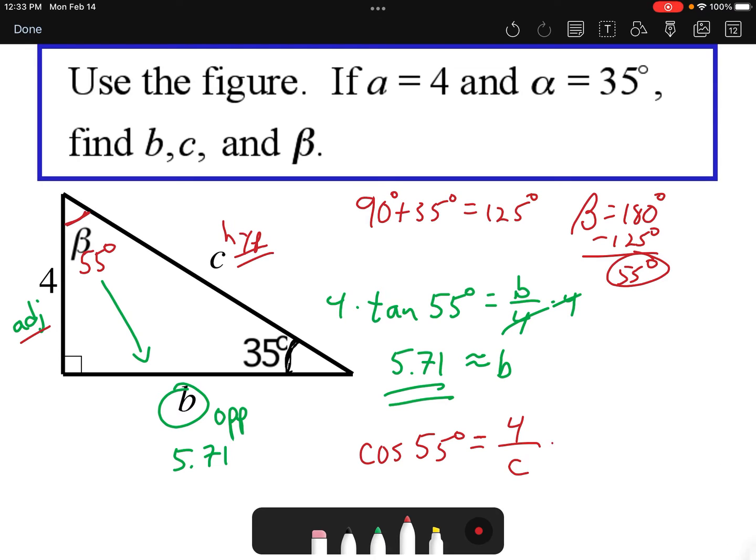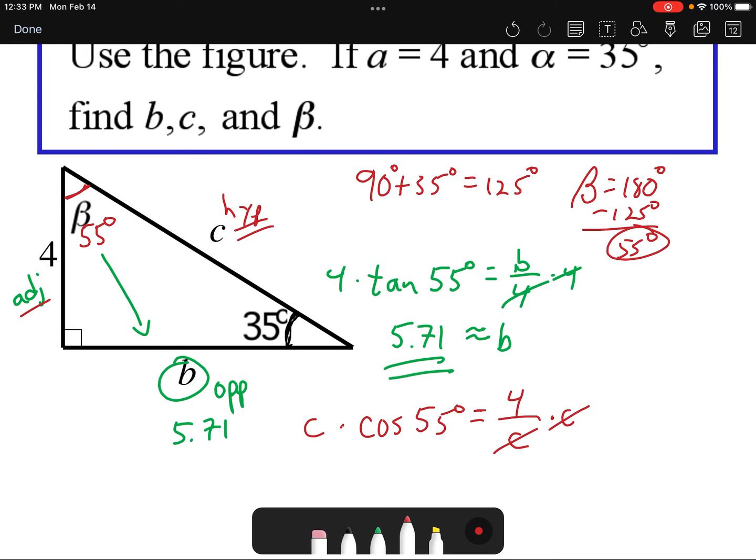Since my denominator now is a variable, it does not change my algebra. I still multiply by the variable, by the denominator. Then I have to divide by cosine 55. Now, the shortcut is known now that when you have a variable in the denominator, you know it's going to be division. And if you do enough problems, you'll understand what I'm talking about. It'll just happen. You'll be able to simplify it really quickly.